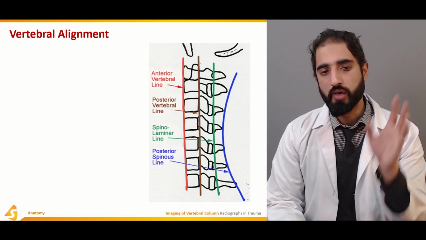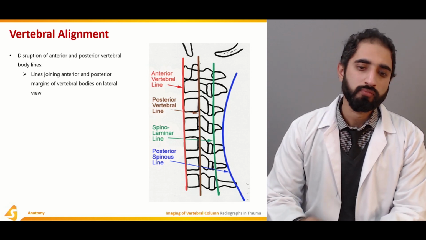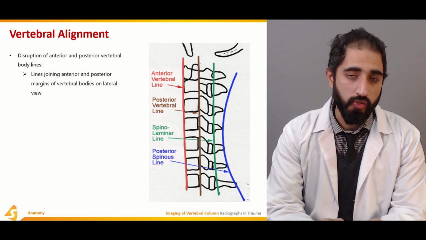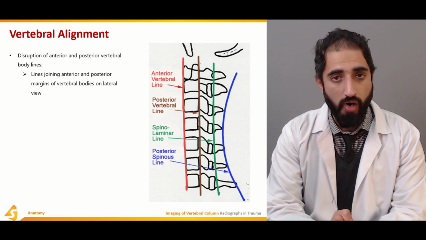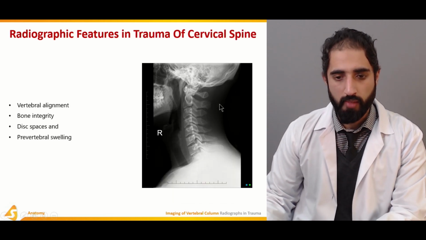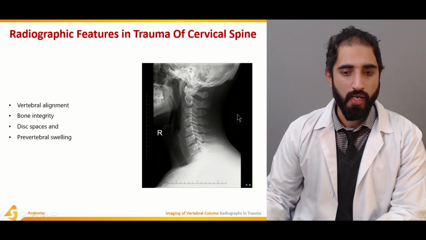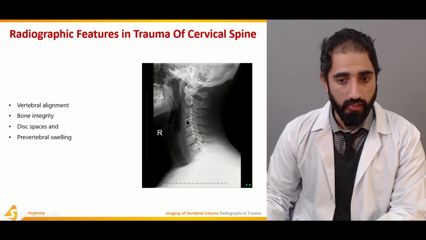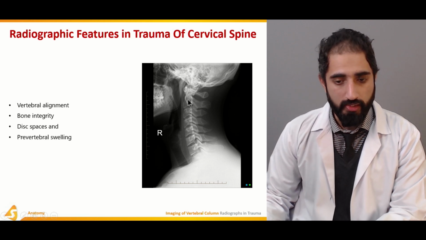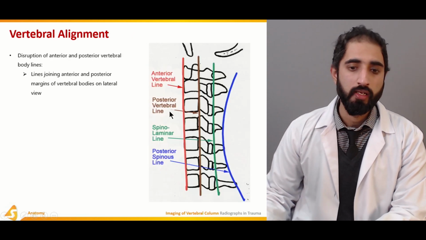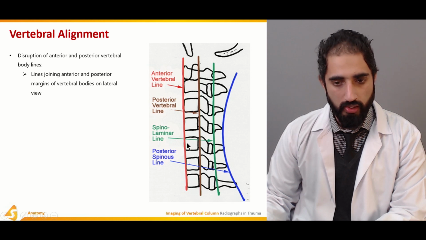Talking about the vertebral alignment, there is disruption of the anterior and posterior vertebral body lines, which are the lines joining the anterior and posterior margins of the vertebral bodies on a lateral X-ray view. For example, this here is a lateral view. If we take the anterior border of the vertebral bodies and the posterior border of the vertebral bodies, and we join them, we get the anterior vertebral line and the posterior vertebral line, as you can see here in this picture.